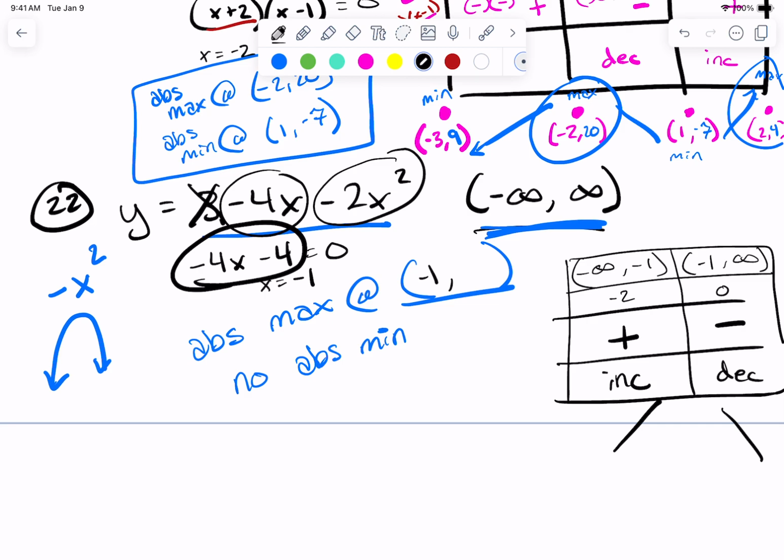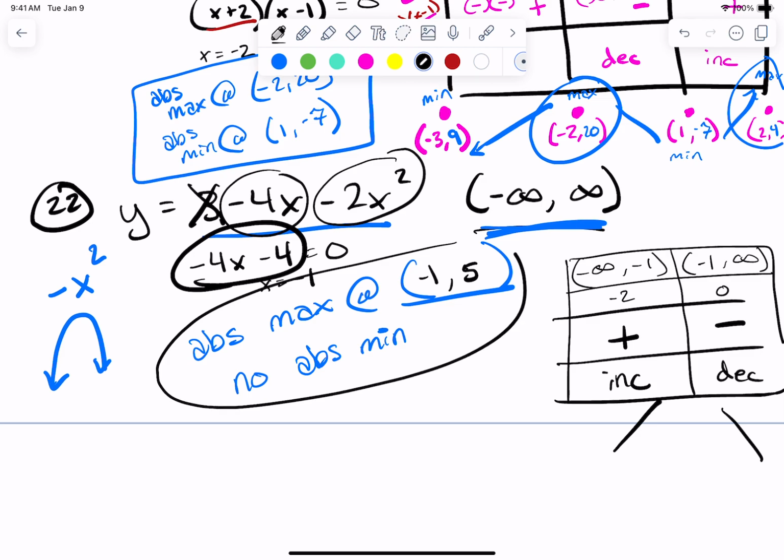-1 comma 5, you said? Yeah. If you plug it back into the original, there he is. That's it. Absolute max at -1, 5, no min. Yeah, not too bad.